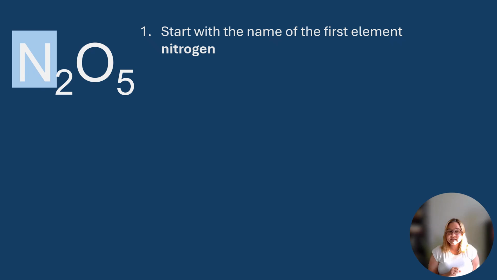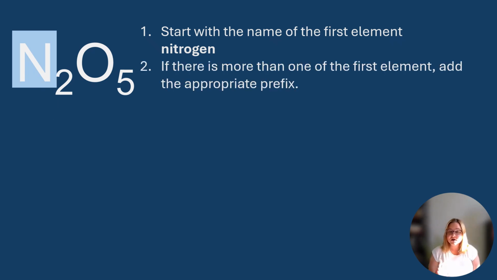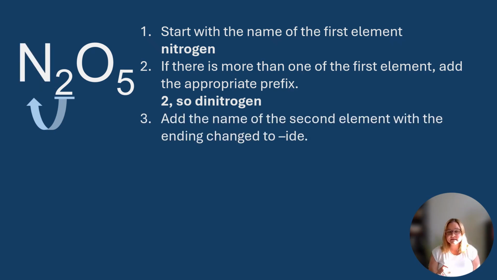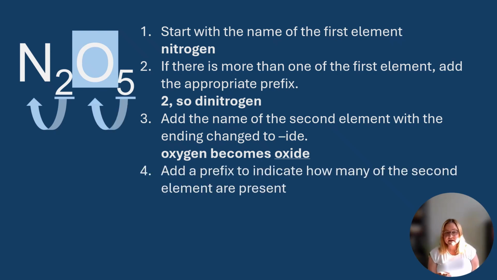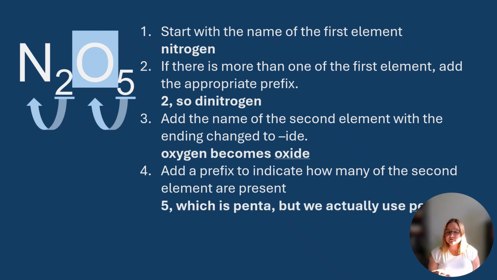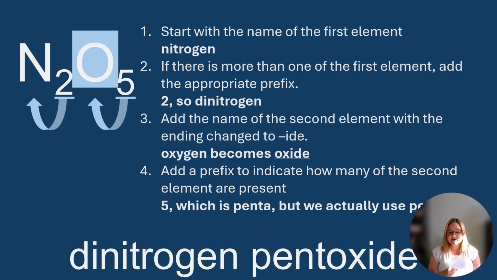Our first element is nitrogen. There are 2 nitrogen atoms in this compound, which will require the prefix di. Our second element is oxygen, so our second word will include oxide. There are 5 oxygen atoms in this one molecule. The prefix for 5 is penta, but we need to be careful about the vowel rule we saw in the last example. Instead of pentaoxide, you will need to drop the A off the prefix and simply include pentoxide. So this molecule is named dinitrogen pentoxide.